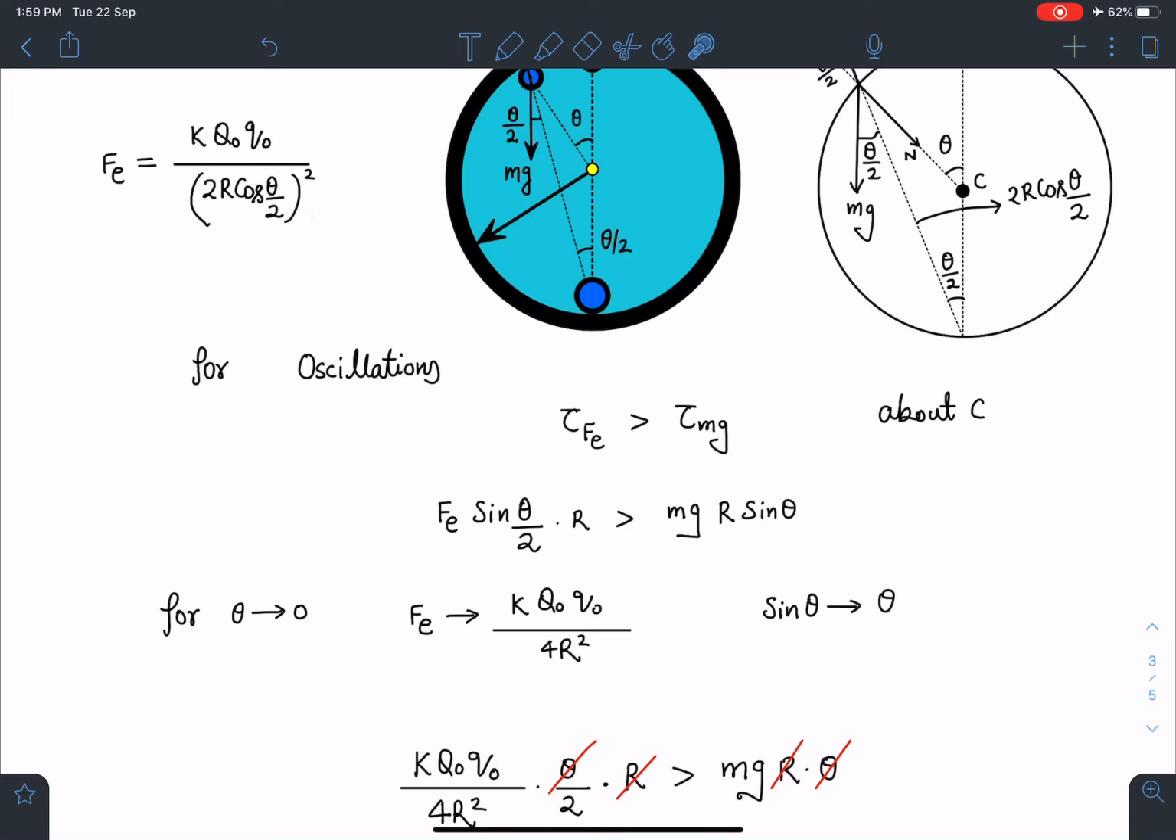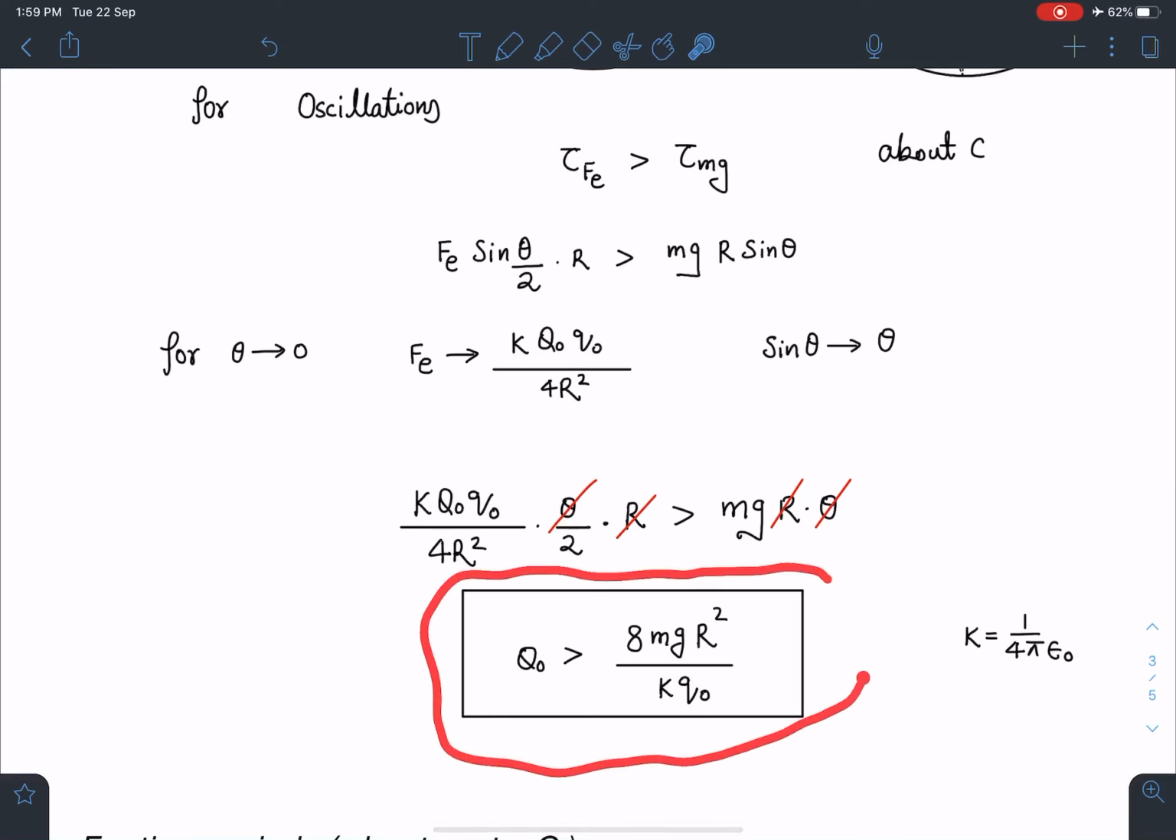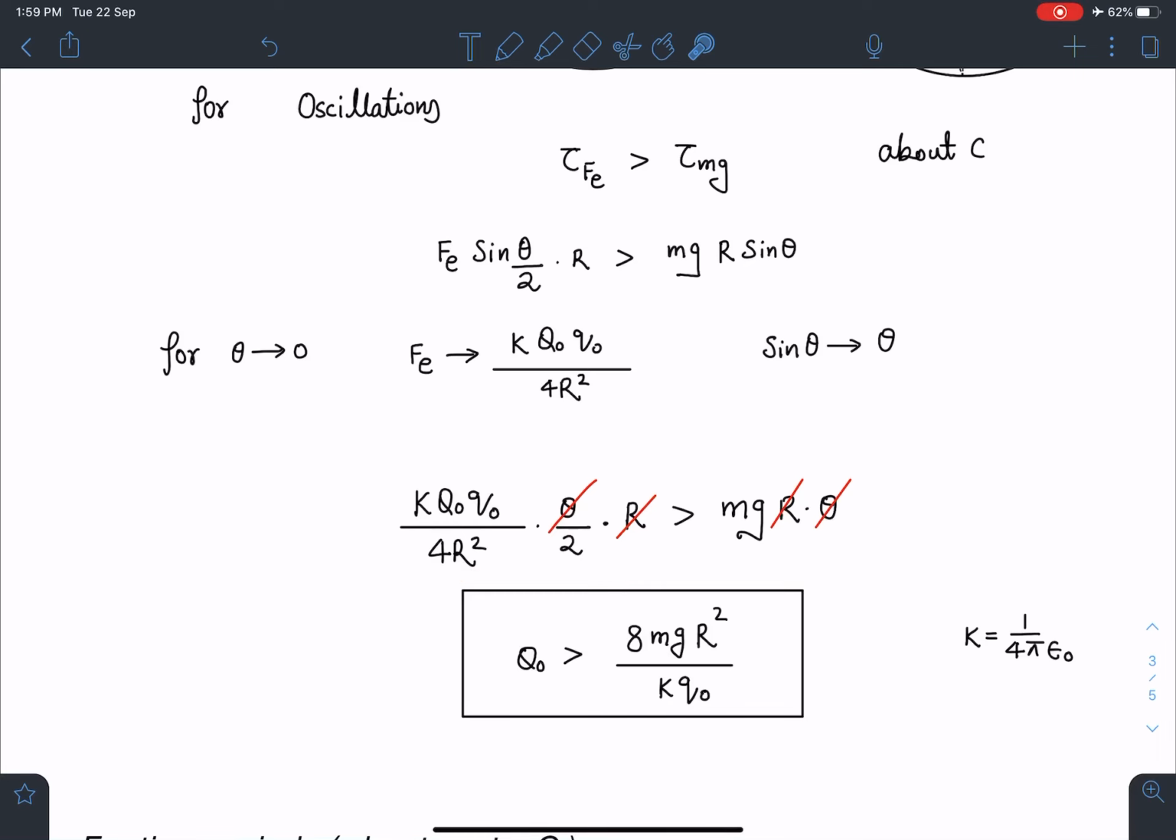So kQq0 by 4r square, this is the Fe value. Sin theta is theta. So when I substitute these values here and simplify, I am going to get that capital Q naught should be more than 8 mg r square by k q naught. This is going to be the answer for the first part. Here k is 1 by 4 pi epsilon naught, which we use in the calculation of F electric. Alright, so this is the minimum value of charge Q above which oscillations will be taking place.